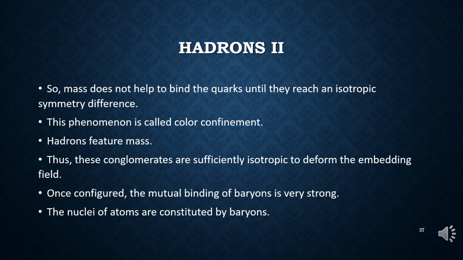So, mass does not help to bind the quarks until they reach an isotropic symmetry difference. This phenomenon is called color confinement. Hadrons feature mass. Thus, these conglomerates are sufficiently isotropic to deform the embedding field. Once configured, the mutual binding of baryons is very strong. The nuclei of atoms are constituted by baryons.